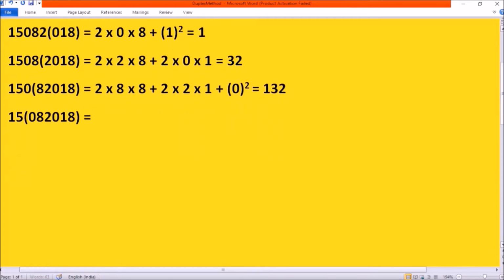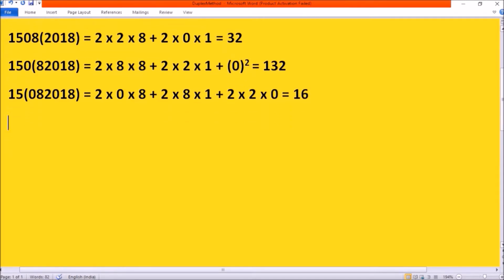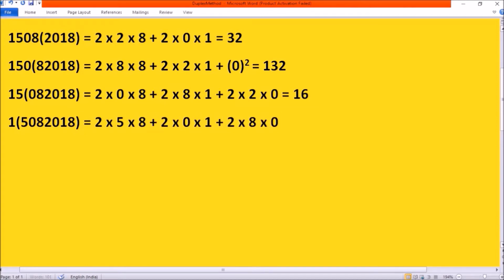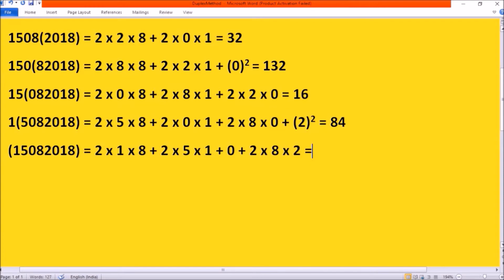Next, form the group of 0A2018, and the result is 16. We are going to proceed until we get the entire digits in the group between the parentheses. Here we have 1508218. The entire number is now within the parentheses. So now we are going to calculate the duplex of the whole number, which is going to be 58.